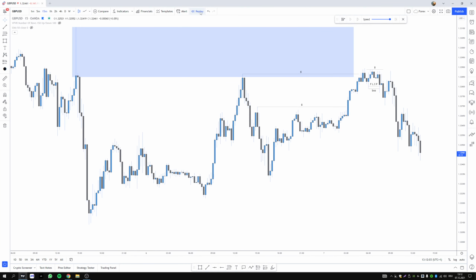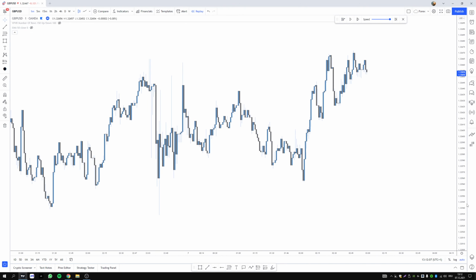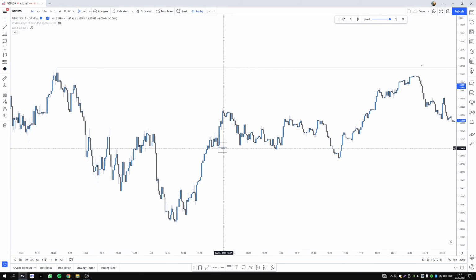So what I made, let's put this a bit back. So I was looking at longs at this area here, because there is an order block right here and we made a flip. So this order block didn't manage to hold. We flipped above and came back into this area to take off.